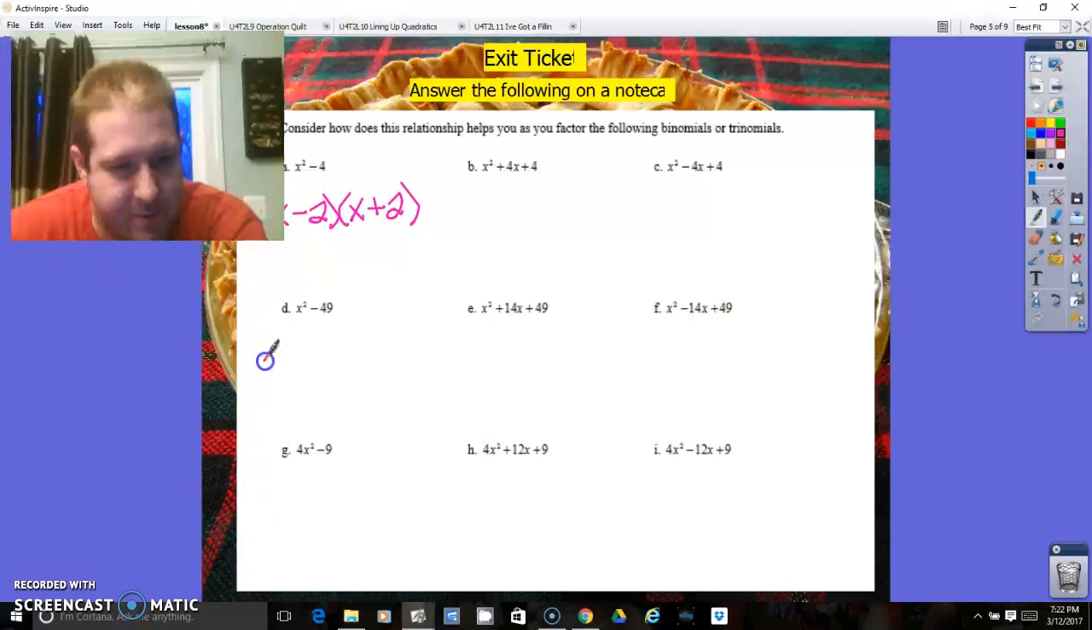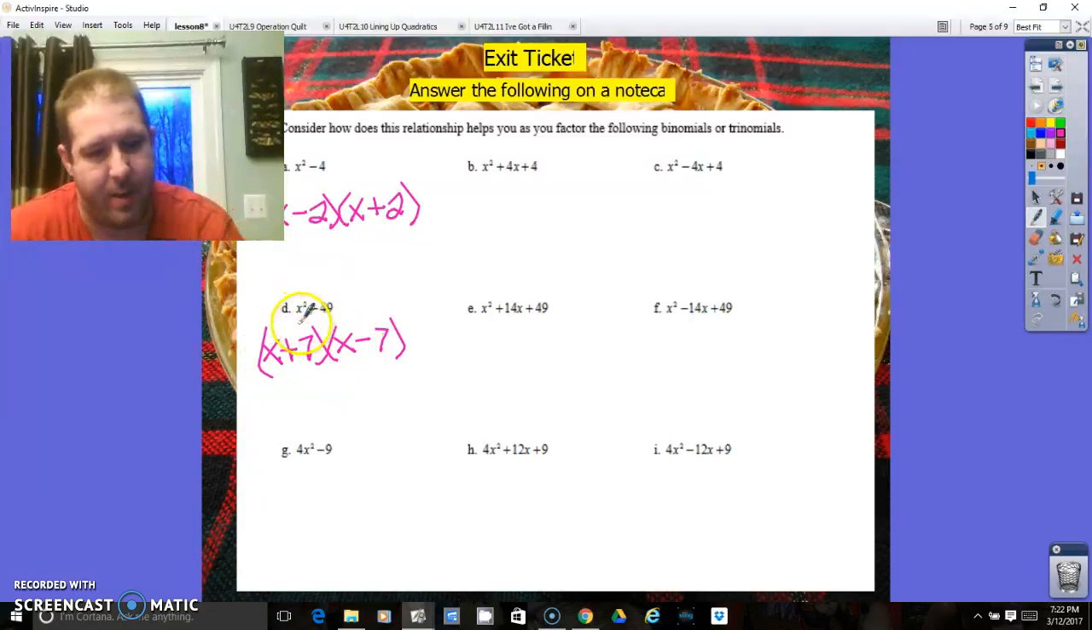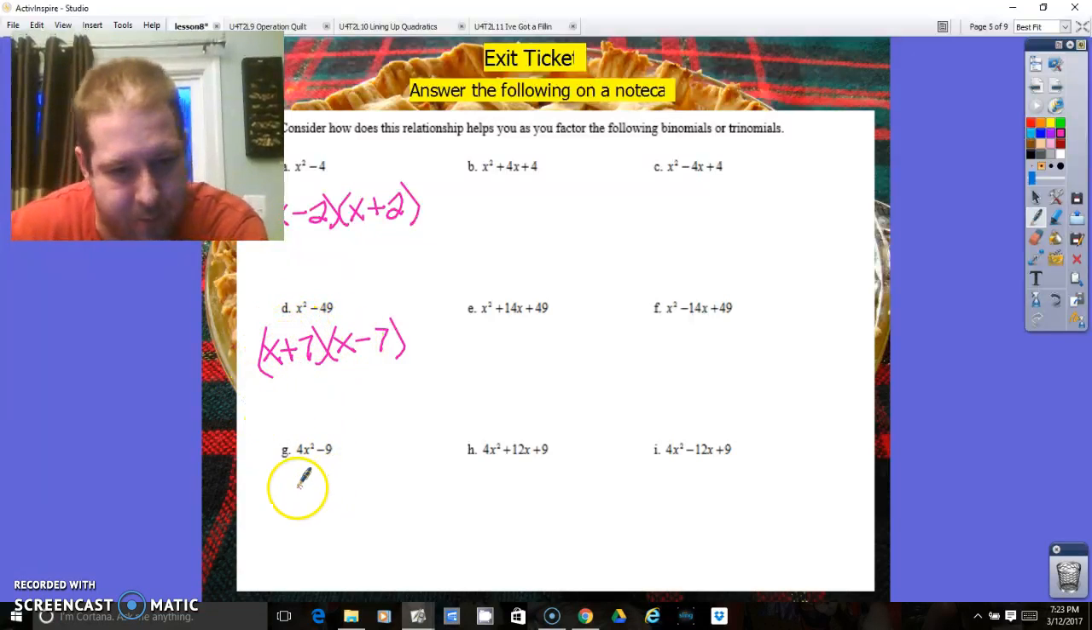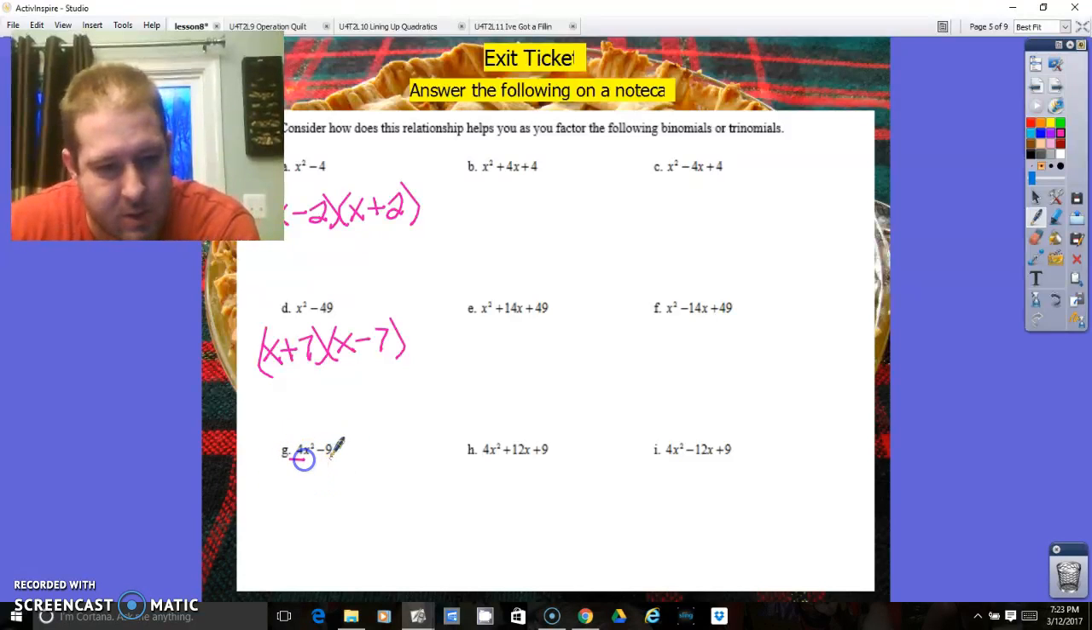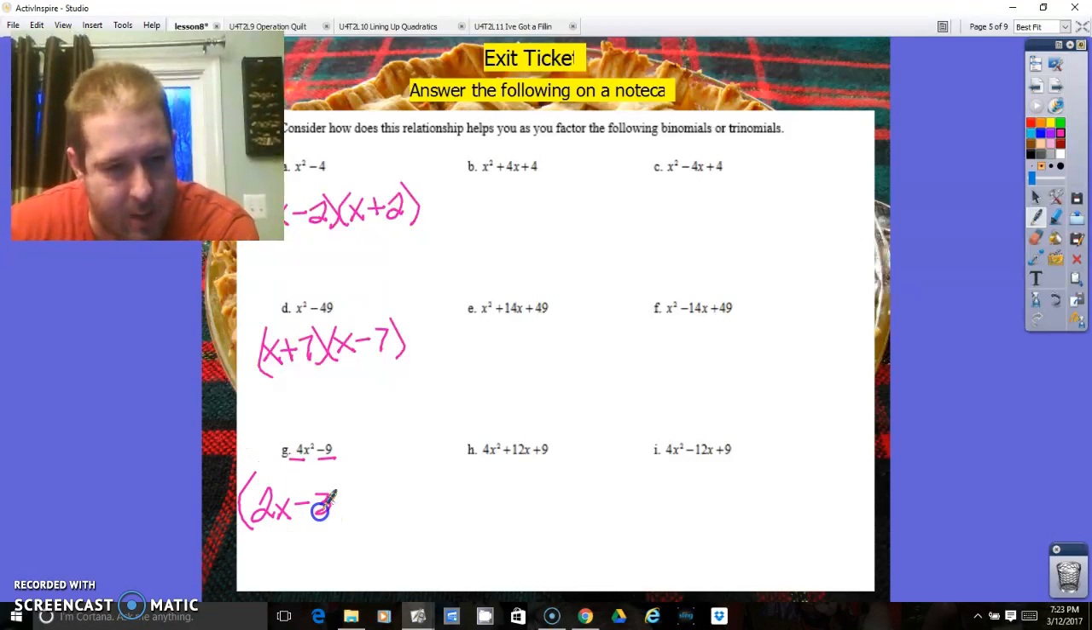All right, this one's also going to be a difference of squares. It's going to be x plus 7 times x minus 7. So 7 times negative 7, x times x is x squared. Now the outers and inners are going to cancel each other out. Don't forget that. So do the square root of both these numbers, and that's basically where you're getting your two terms from. So this is going to be 2x minus 3 times 2x plus 3.